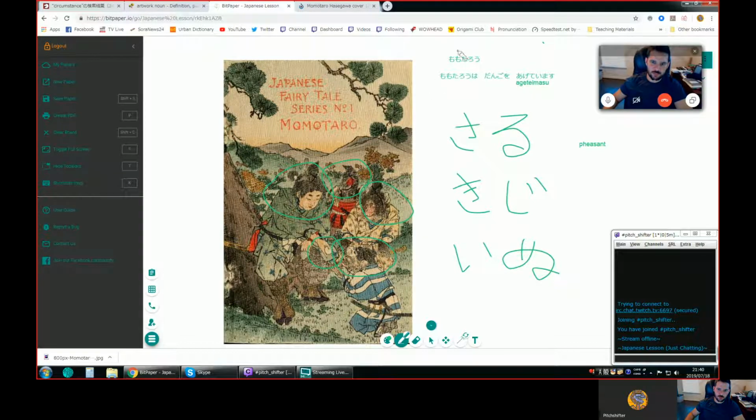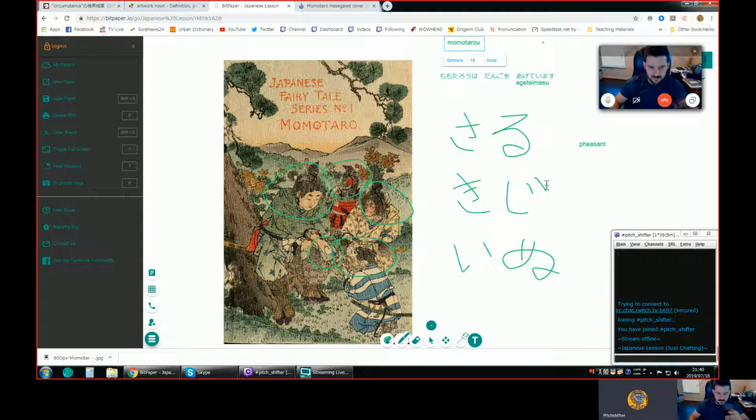And then, Momotaro. Okay, question. So I have, let's say right here, three animals and one person. If we had four people, I would say, Yonin ga imasu. Okay, so what if I have a mixture of people and animals?